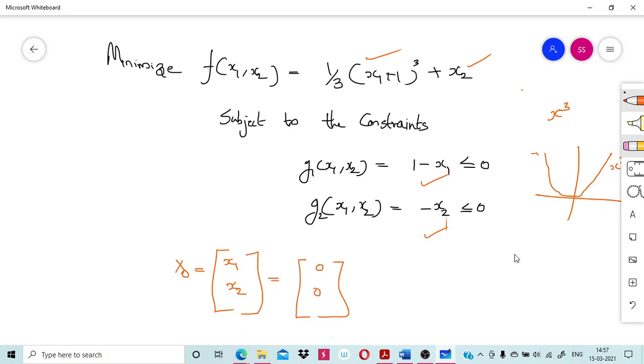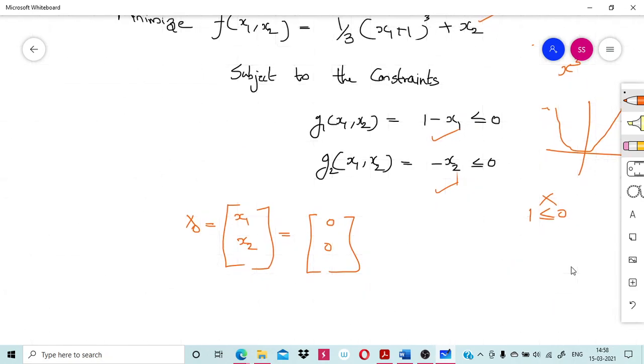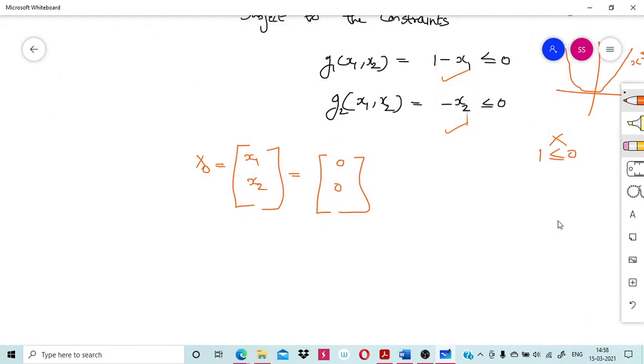0 0. If you consider this as your solution and substitute for x1 and x2, the g1 constraint gives 1 less than or equal to 0. So this is wrong, and the g1 constraint is violated. So the objective function f has to pay a penalty for it. So what is that penalty in the penalty function method? You have to transform the problem, right?